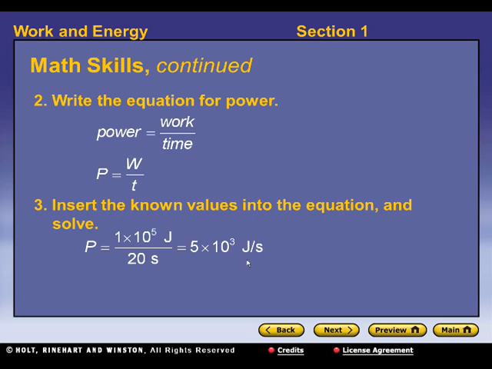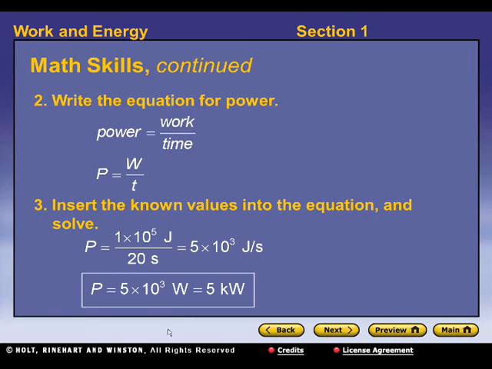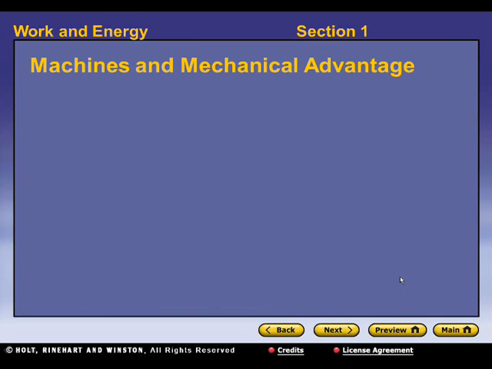So we write the equation, then insert the known values into the equation. Power is work divided by time. The work was 100,000 joules, or 1 times 10 to the 5th joules, divided by 20 seconds, which gives you 5 times 10 to the 3rd, which is 5,000 joules per second. Joules per second is a watt, so 5 times 10 to the 3rd watts, or 5,000 watts. Remember, 1,000 is kilo, so you could just shorten it to 5 kilowatts, which means 5,000 watts.